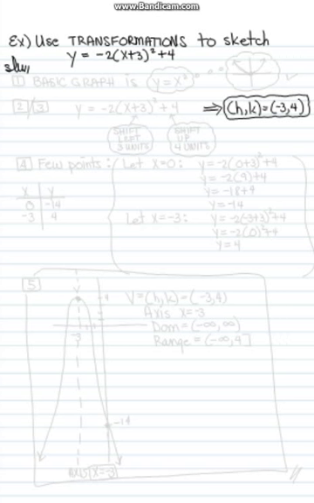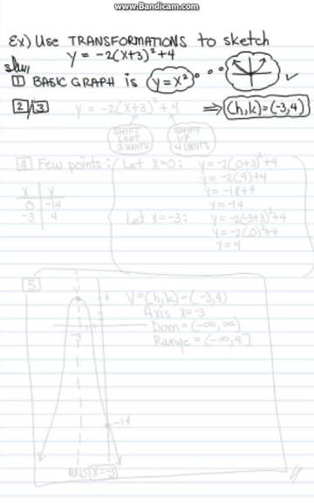Step 1, we're going to look at our basic graph for this function. The most basic graph would be y equals x squared. And we need to remember that that's just a happy face parabola with a vertex at the origin, (0, 0). Step 2 and step 3, we're going to look at our equation to see how many moves to the right or left or how many moves up or down we're going to make.